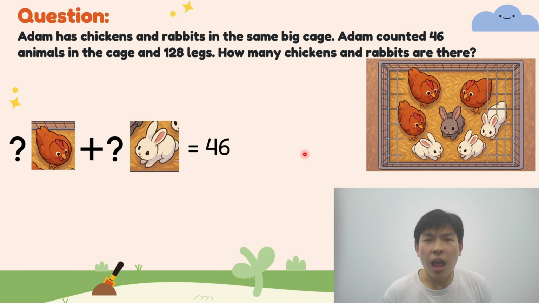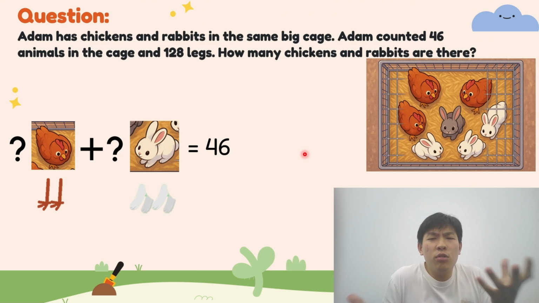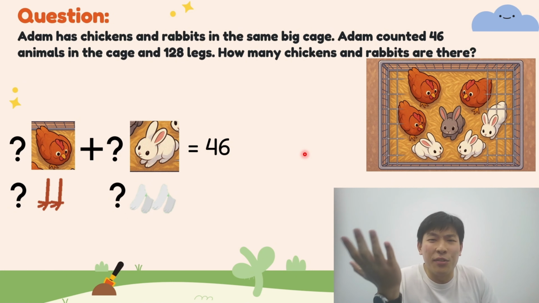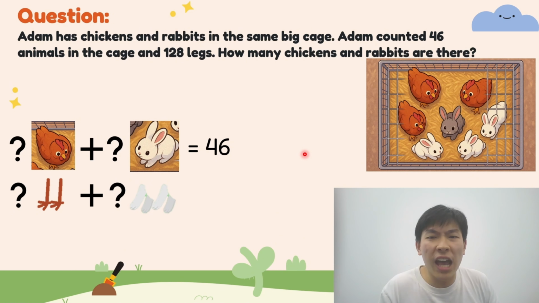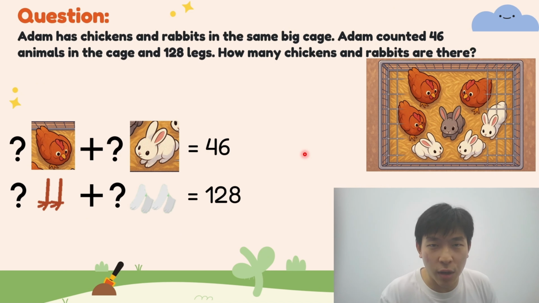Now, here's the question. How many legs does a chicken have? Perfect, a chicken has 2 legs. And what about a rabbit? Yes, a rabbit has 4 legs. Now, we also don't know how many legs we have of each, but we know that if we add the number of legs together, we will get 128.